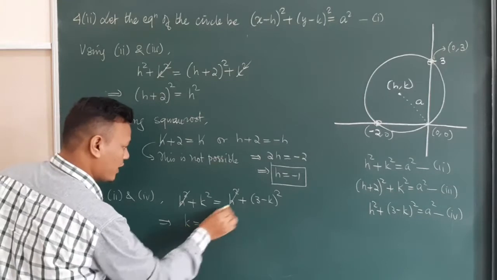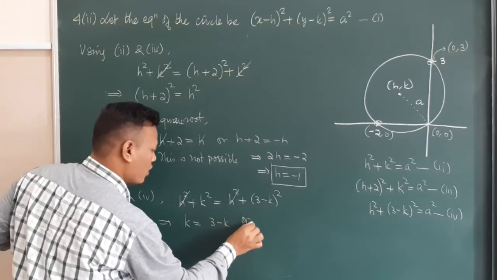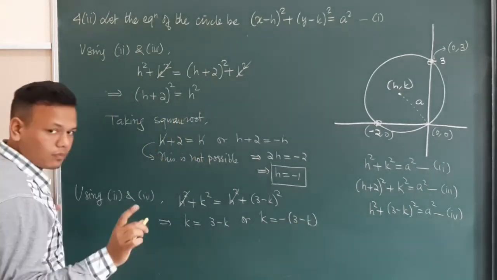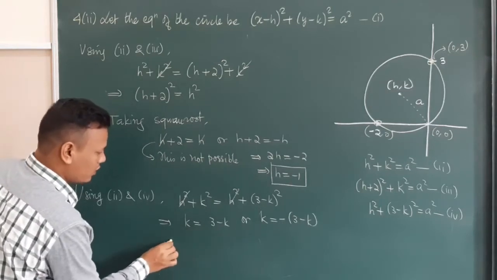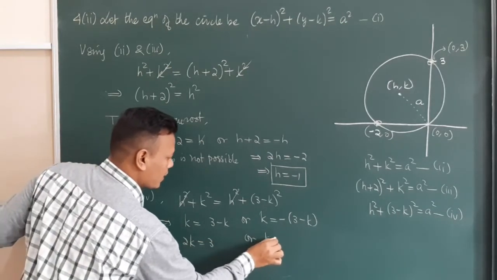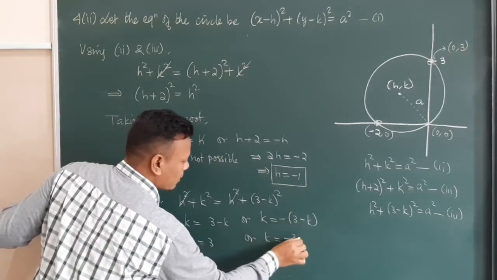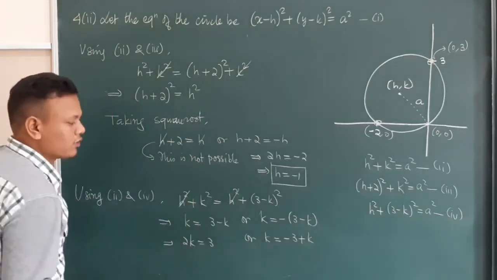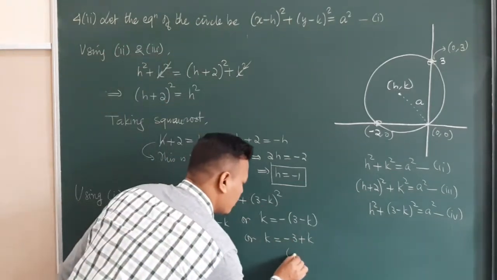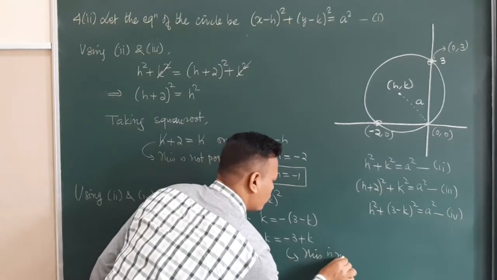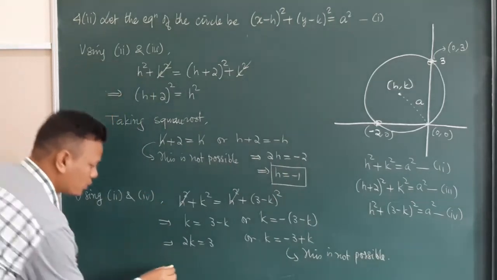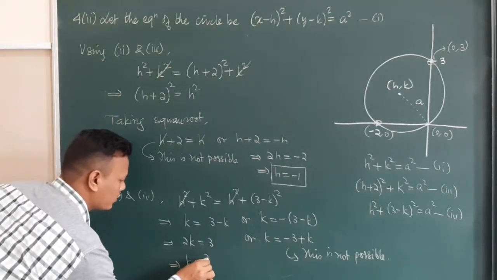So k must be equal to either 3 minus k, or k must be equal to negative of 3 minus k. Now from here this k comes here, so it becomes 2k equals 3. Or from here, k equals minus 3 plus k. Is this possible? This is not possible, because k and k get cancelled, so we have 0 equals minus 3. This is not possible, right? So from here what is the value of k? The value of k turns out to be 3 by 2.